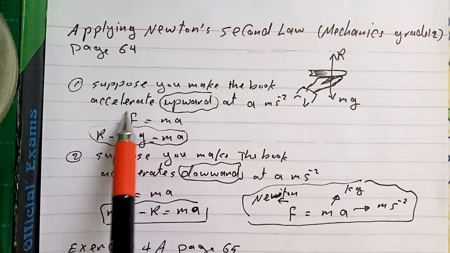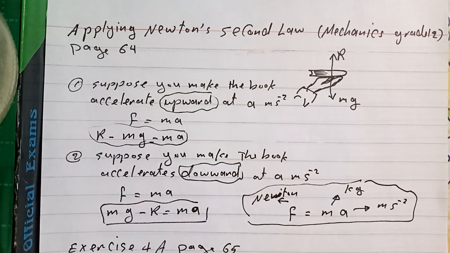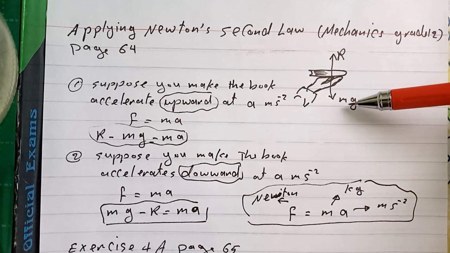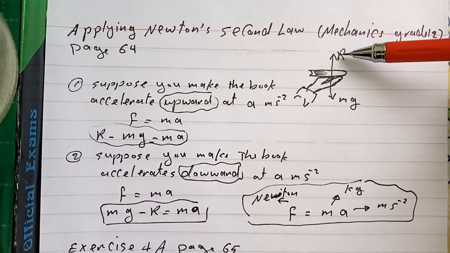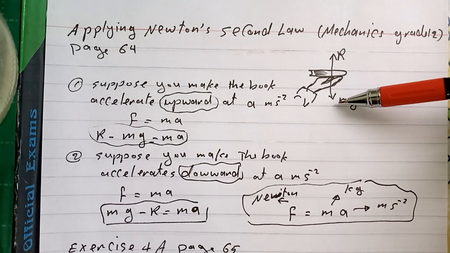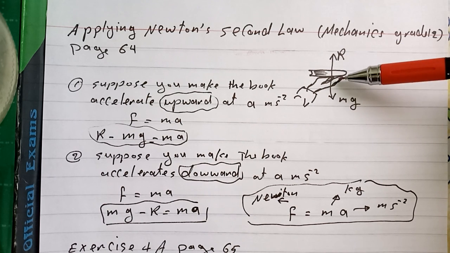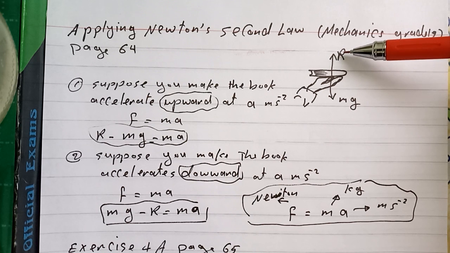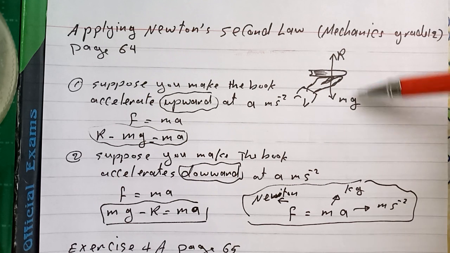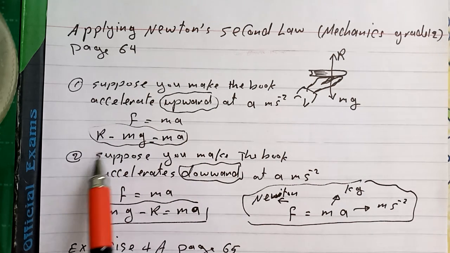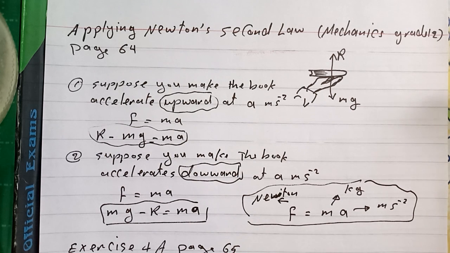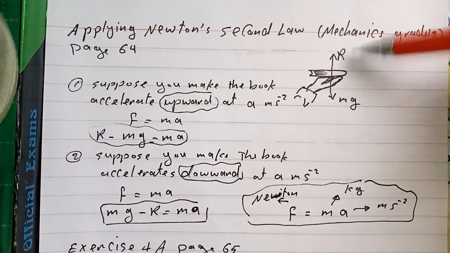Here the resultant force is the difference between R and mg, because R is greater than mg, because the book is going up. So R minus mg is the resultant force here, and it equals ma, the mass of the book times the acceleration of the movement.